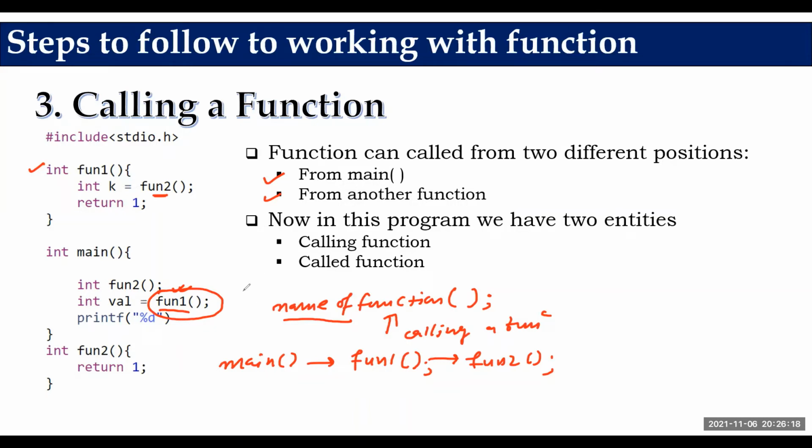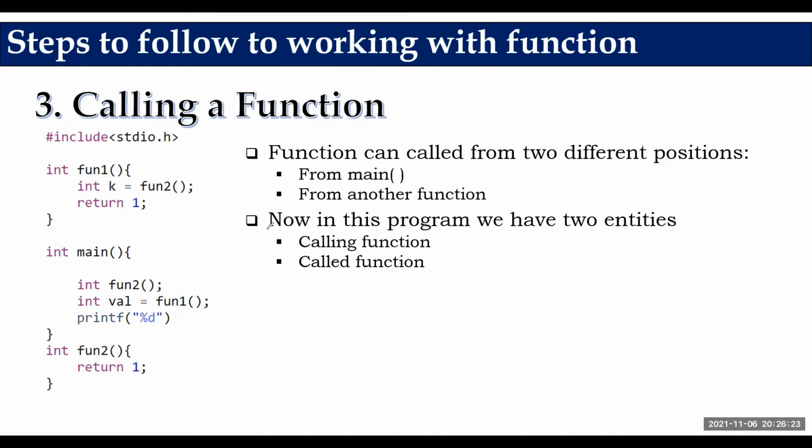Okay, so now let's see clearly. Second point: in this program, we actually have two entities. Here you can see main is calling, correct? Main is calling whom? Main is calling fun1. So when you're working with functions, there will be two entities. One will be the calling function, another will be the called function.